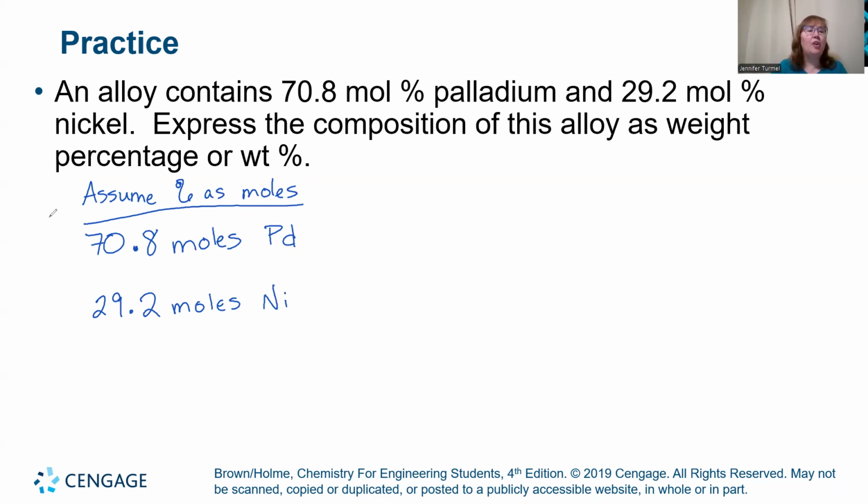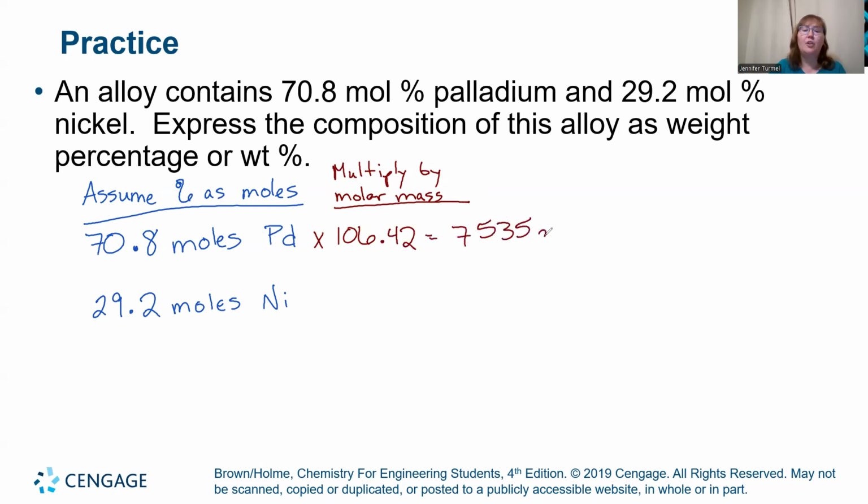Okay, now for our next step here, we're going to multiply by our molar mass instead of dividing like we did before. So the molar mass of palladium is 106.42. So we're going to multiply by that to get 7,535 grams of palladium. Okay, and we're not going to do significant figures until the end.